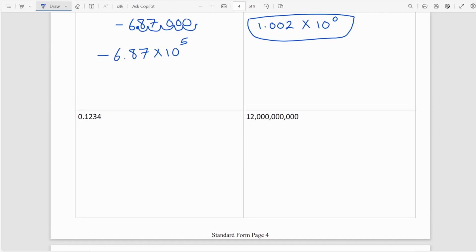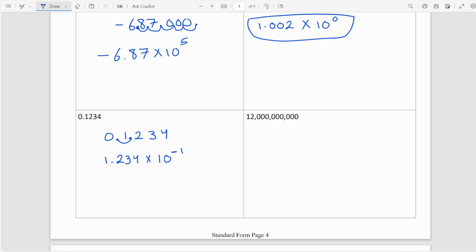Okay, now we have 0.1234, so I will write it. Then we will move the decimal place to the right by 1. Now our number is 1.234, which is between 1 and 10, multiplied by 10 to the power of, well, our number was smaller, it got bigger, so this should be negative 1.